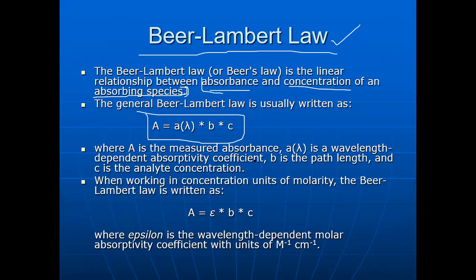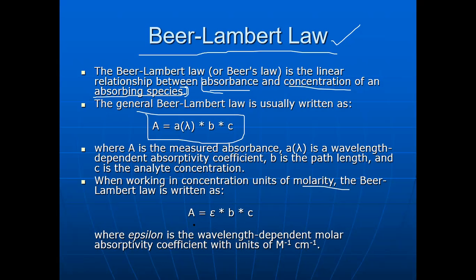Lambda is nothing but the wavelength, depending upon the absorptivity coefficient. B is the path length, and C is the analytical concentration, meaning how much concentration we have when working in a concentration unit. So generally, if you are using molarity solutions, we can use this law in a different way.